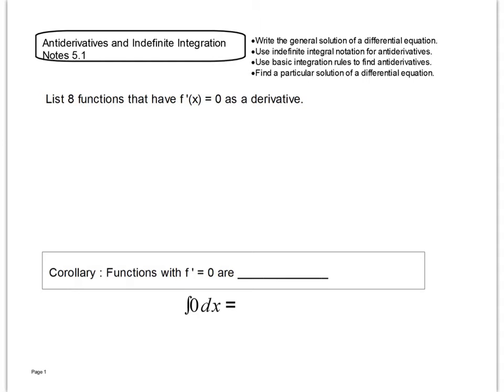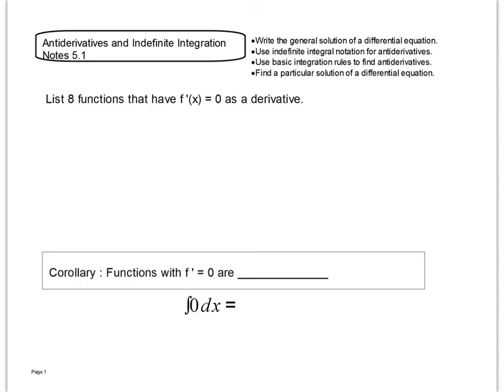We are going to talk about antiderivatives and indefinite integration. This is also section 5.1 in your book, and much of it you'll be able to follow along with right in your book because I wanted you to be able to have two resources. Antiderivatives are exactly what they sound like. They're the opposite of a derivative.